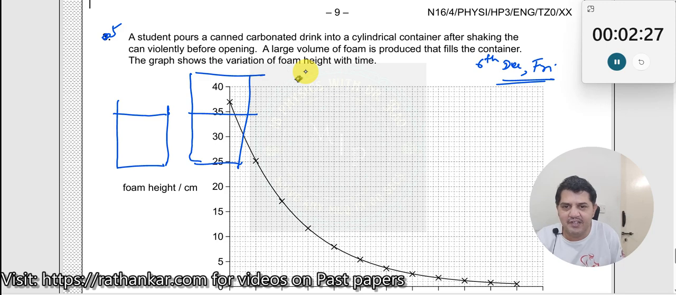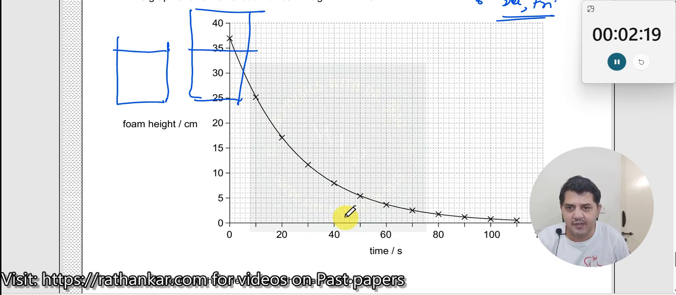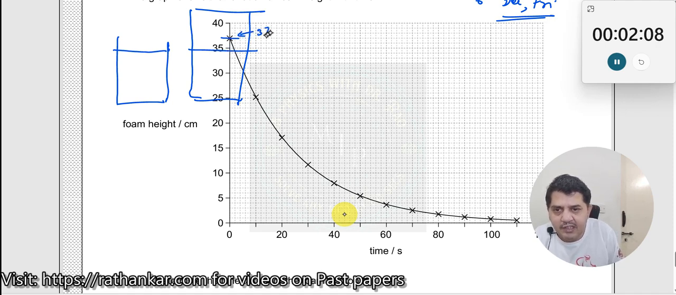The graph shows the variation of foam height with time. So this is the height, this is the time. Determine the time taken for the foam to drop to half its initial height. What is the initial height here? Initial height, this is 35, 36, 37. So this value is going to be 37 centimeter.